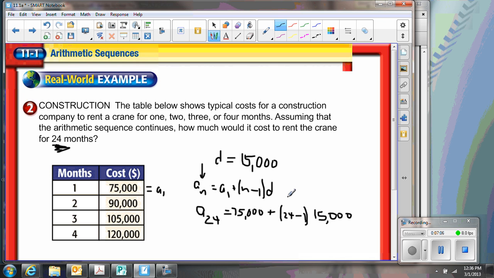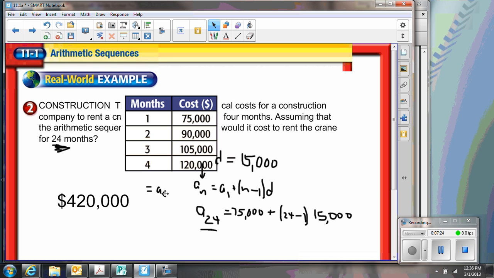Now, if I solve this for a sub 24, this would be 24 minus 1, or 23, times 15,000 plus 75,000, and that would give me my final answer for a sub 24, or the cost after 24 months, which is 420,000.